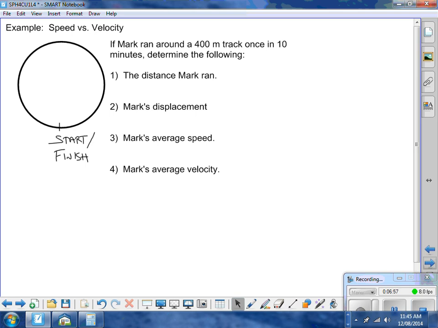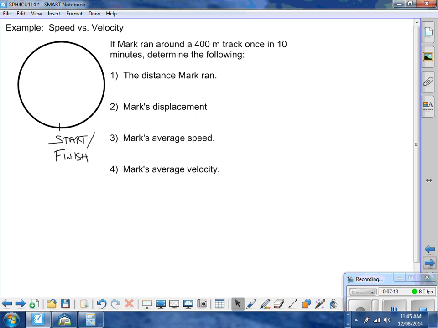So Mark ran around a 400-meter track once in 10 minutes. Some of you are kind of laughing because 10 minutes, but that's kind of how fast I run 400 meters. That's a long way. Anyway, the first one is: determine the distance Mark ran.